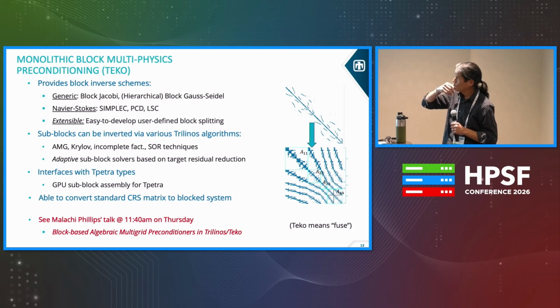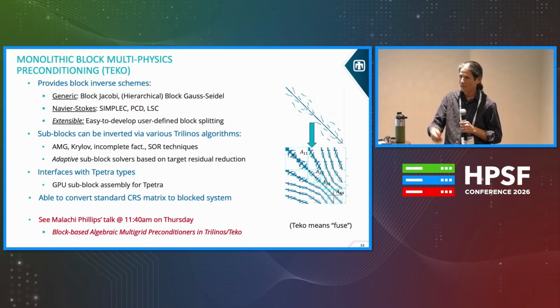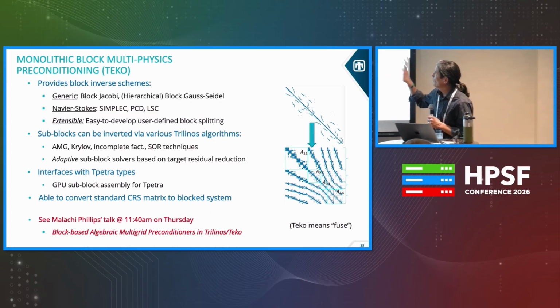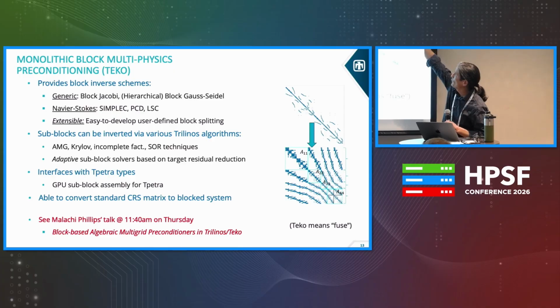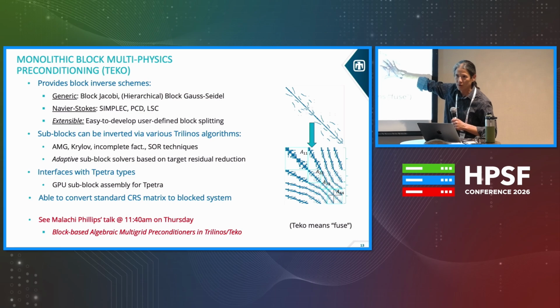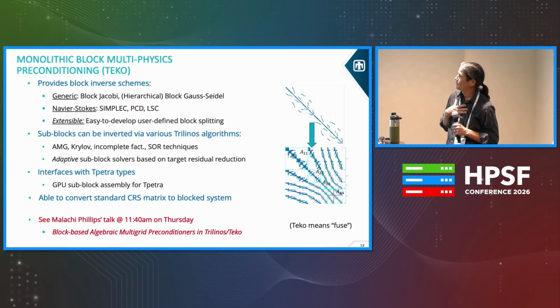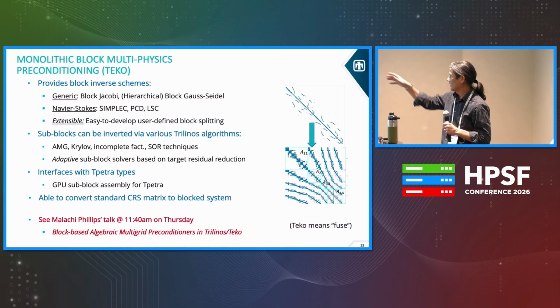It can be applied to PDE systems, for example, Navier-Stokes. It can also be applied to other multiphysics systems. In fact, Malachi will be talking tomorrow about it, I think applied to a variety of other systems. One very nice feature is that you can start with something in CRS form and then tear it apart and reassemble it into large block systems. And yeah, I think that's all I want to say here.